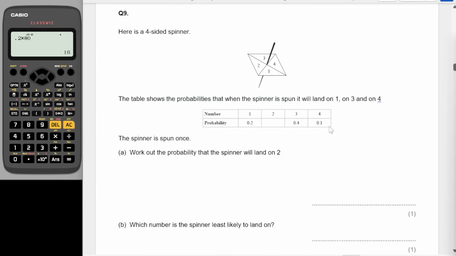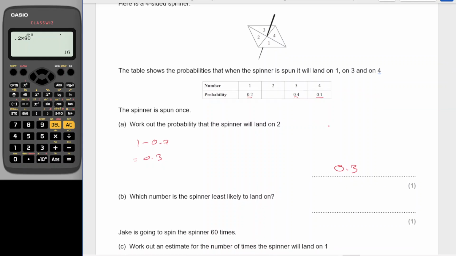Question 9. Here is a 4-sided spinner. The table shows the probability that when the spinner is spun, it will land on a 1, 3, or a 4. The spinner is spun once. Work out the probability that the spinner lands on a 2. Well, these probabilities would need to add up to 1. So it's going to be 1 minus 0.3, 0.6, 0.7, 0.7, so 0.3.